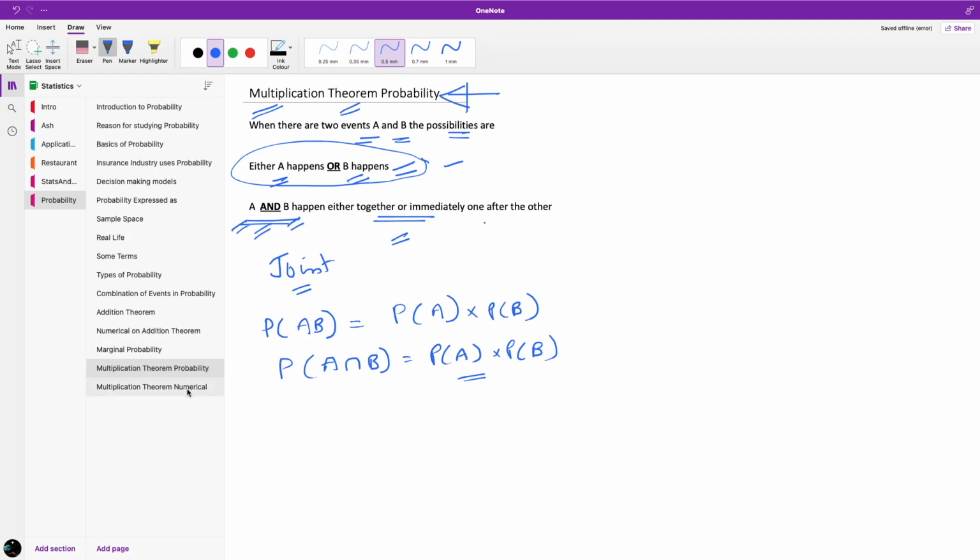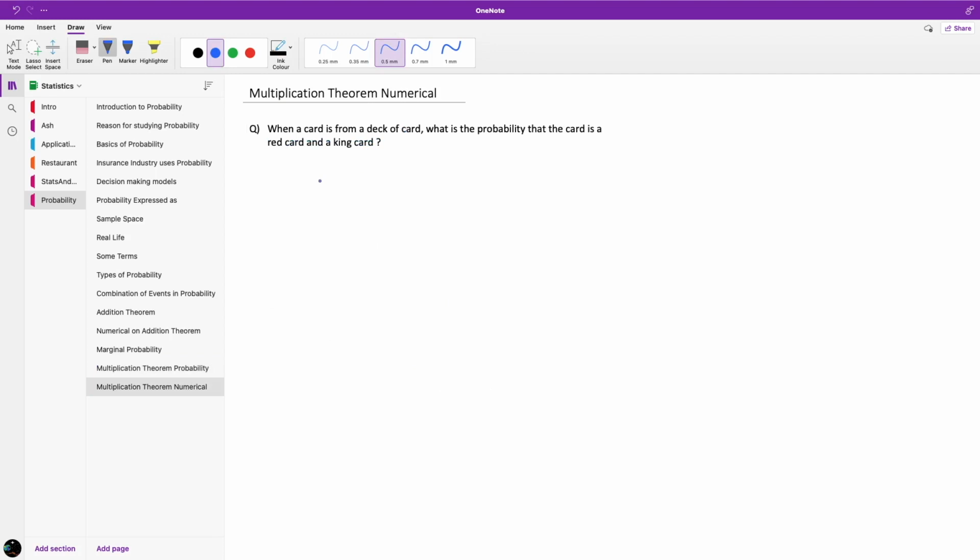Let's take a look at one numerical. When a card is drawn from a deck of cards, what is the probability that the card is a red card and a king card? We have seen earlier that for two events, the joint probability of getting both a red card and a king card is the probability of getting a red card multiplied by the probability of getting a king card.